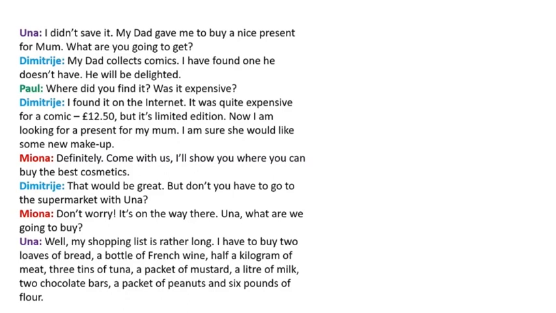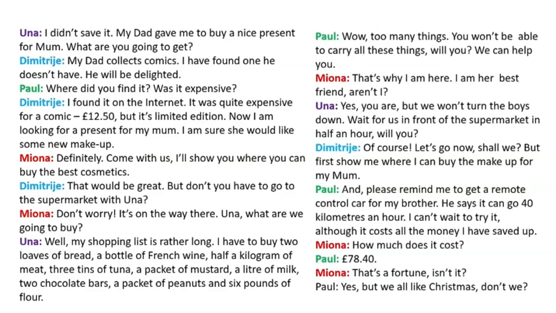I have to buy 2 loaves of bread, a bottle of French wine, half a kilogram of meat, 3 tins of tuna, a packet of mustard, a liter of milk, 2 chocolate bars, a packet of peanuts, and 6 pounds of flour. Wow, too many things. You won't be able to carry all these things, will you? We can help you. That's why I'm here. I'm her best friend, aren't I? Yes, you are, but we won't turn the boys down. Wait for us in front of the supermarket in half an hour, will you? Of course. Let's go now, shall we?